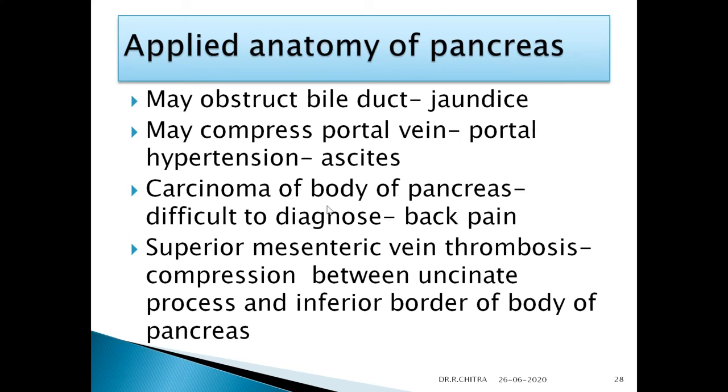You have to describe the parts, head, neck, body and tail of the pancreas. The head has two surfaces and four borders. The body has three surfaces and three borders and their relations. And we have seen also the duct of the pancreas, blood supply of the pancreas, and applied anatomy of the pancreas. So with this, we will complete this class and we will continue with the portal vein in the next class.